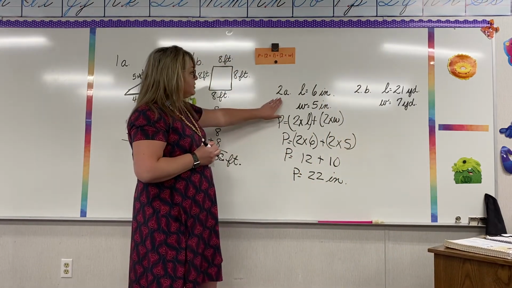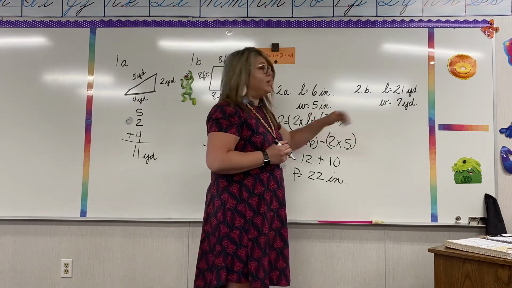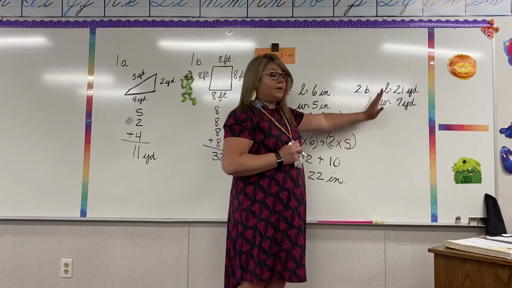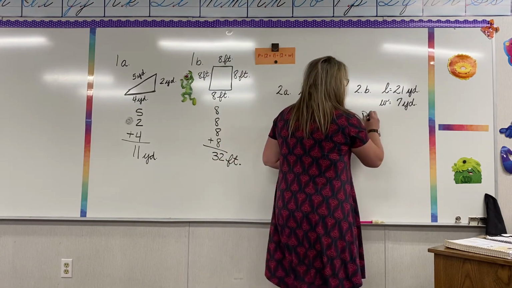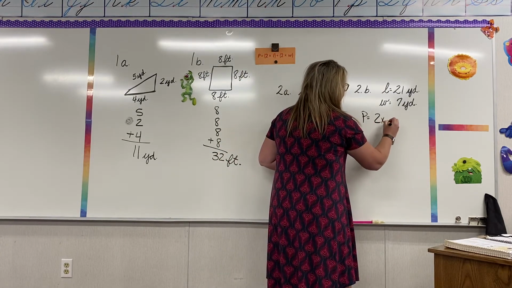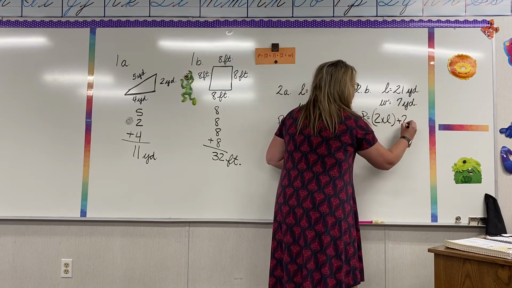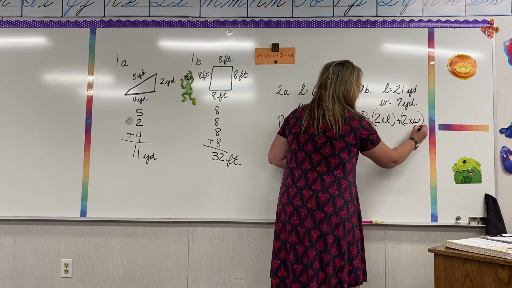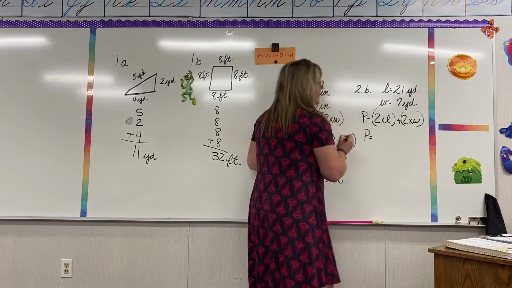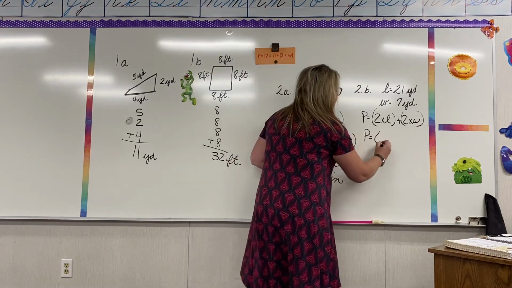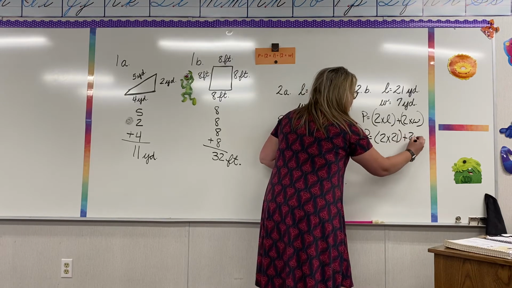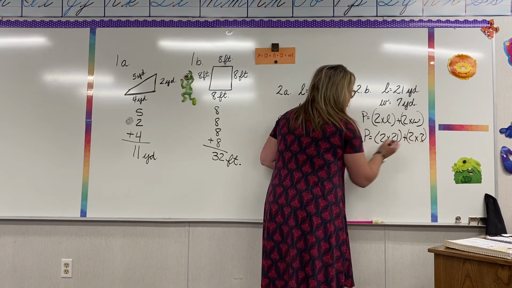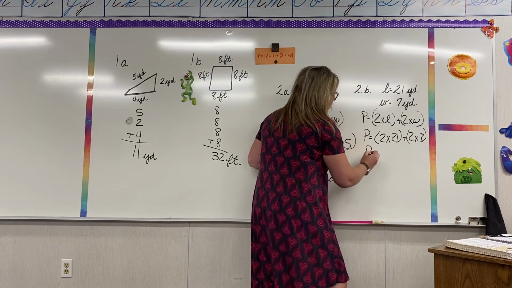All right, so this is number 2A. Let's do 2B together now. So here we go. We have a length of 21 and a width of 7. Again, we're just going to use our formula. P equals 2 times L plus 2 times W. Then this time we're going to plug in our numbers. So it would say P equals 2 times 21 plus 2 times 7. And then here we go. Now we can work it out.